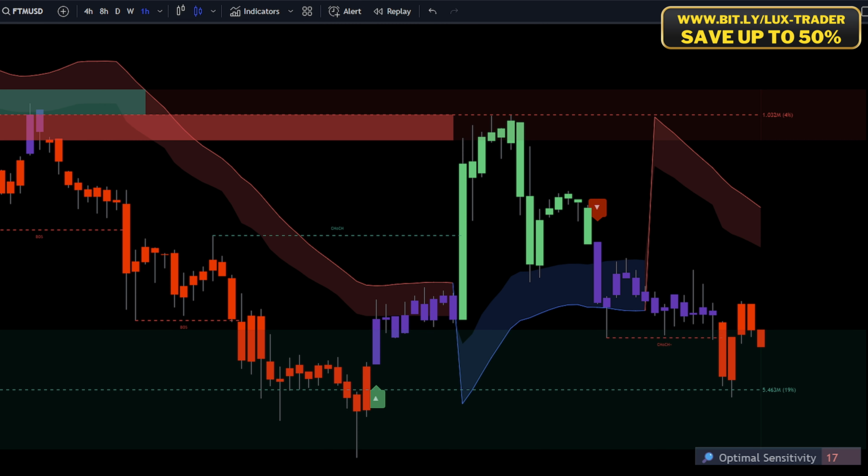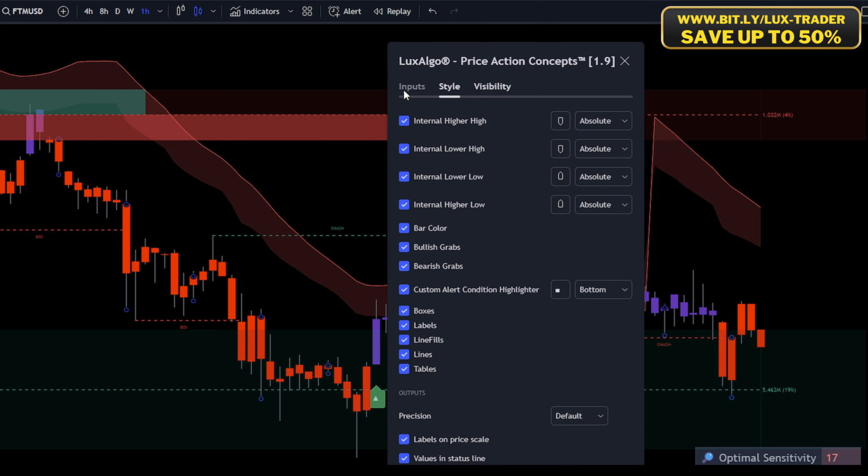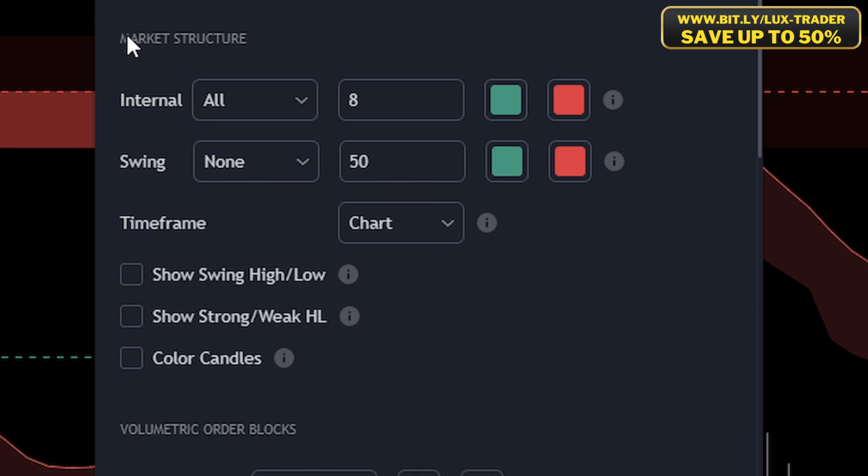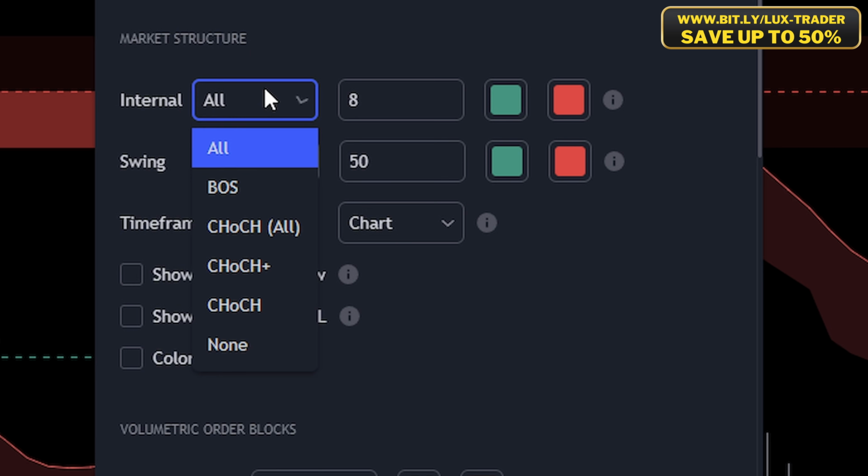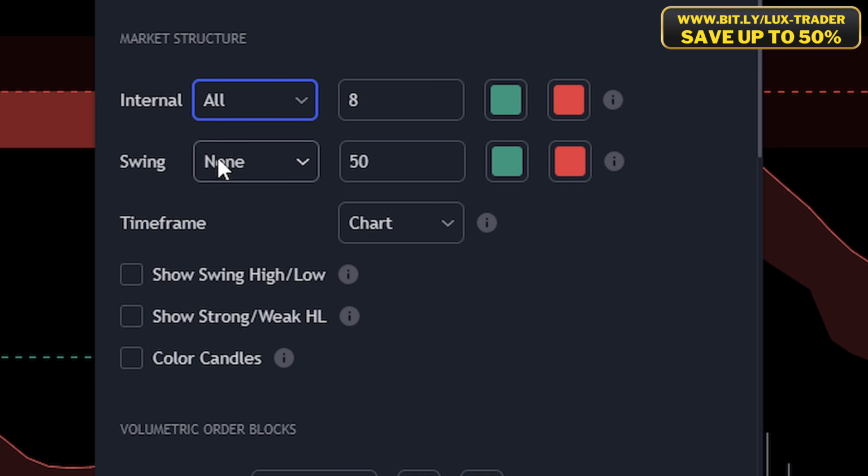Moving on to our second indicator, open the settings of the Price Action Concepts indicator, and let's start with the market structure labels. We want to use the internal market structure labels as an entry confirmation, so make sure to set this option to all. Depending on the asset's volatility, you should use a lookback period between 5 to 10. Personally, I prefer using 8 for the 1-hour time frame.